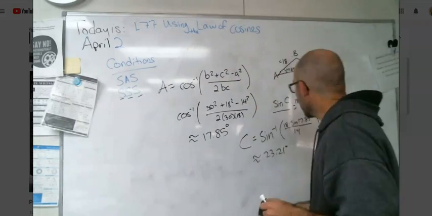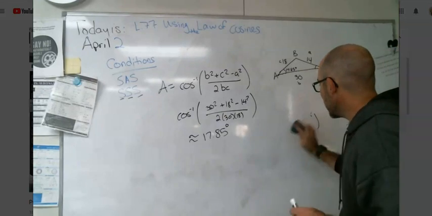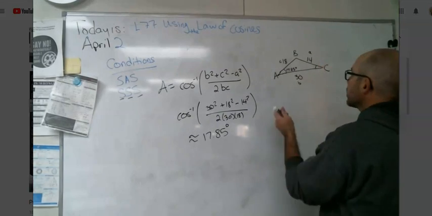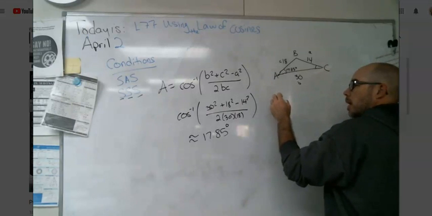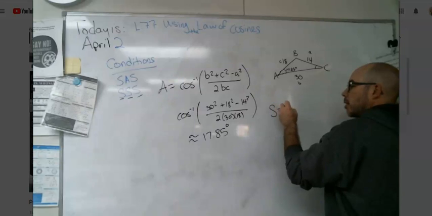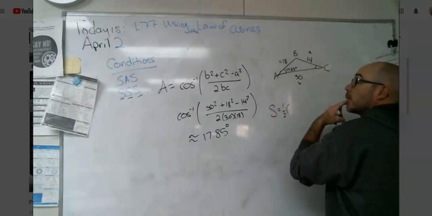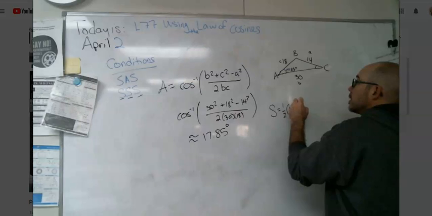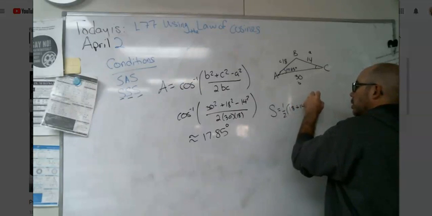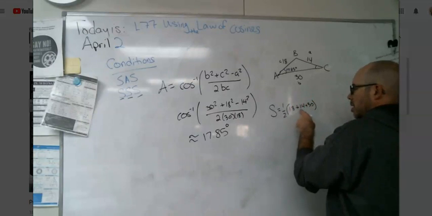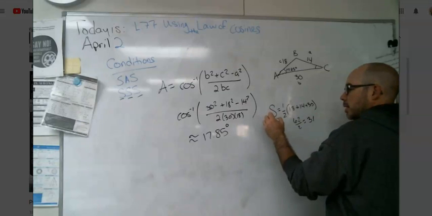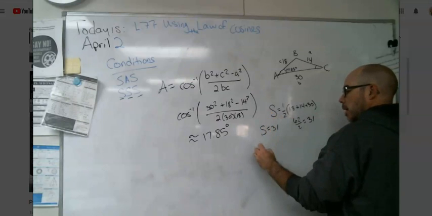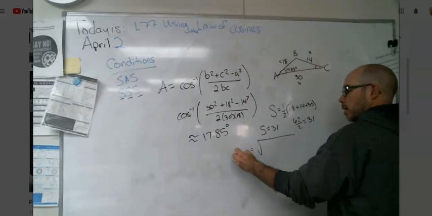Last thing I would do with this is I could find out the area of this triangle by using Heron's formula. So first I've got to figure out what's 1/2 of this, the semi-perimeter: 18 and 14 and 30, to get this S value. So that's 30, 40, 50, 62. Half of 62 is 31. S is 31. And now I'm going to throw that into the formula.